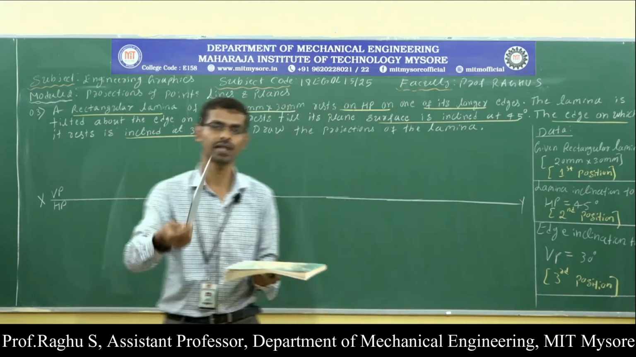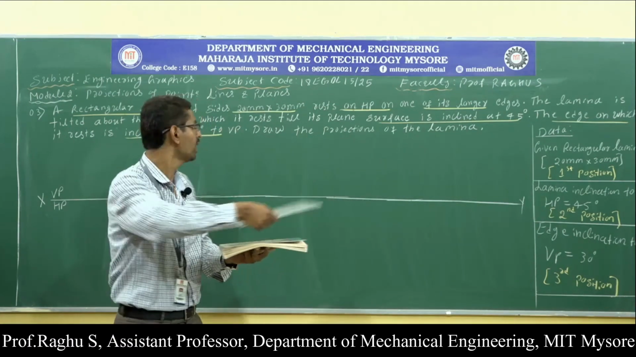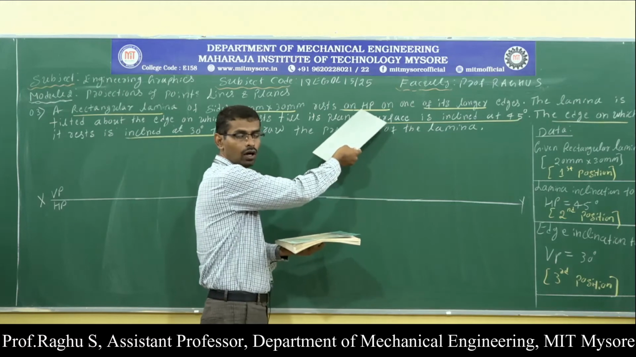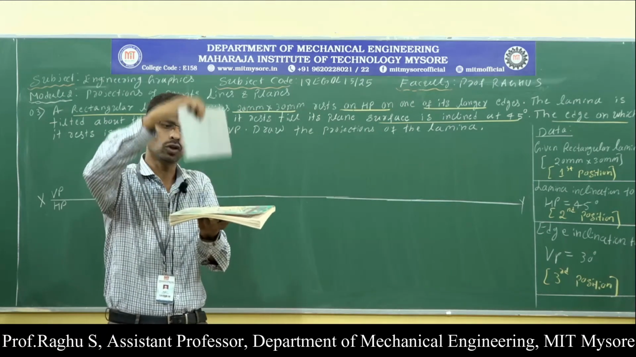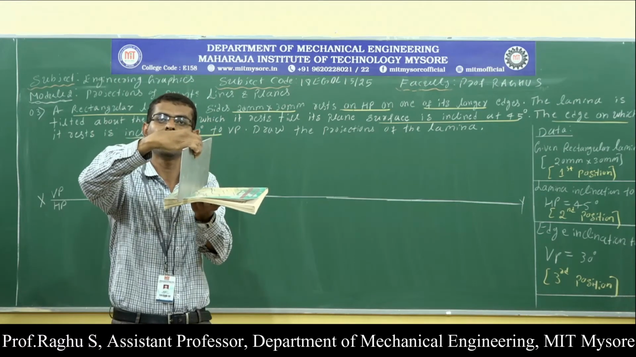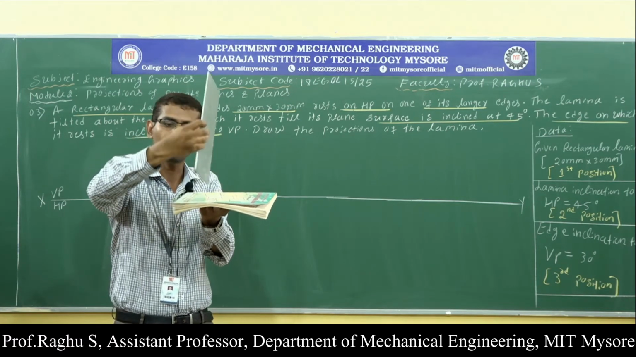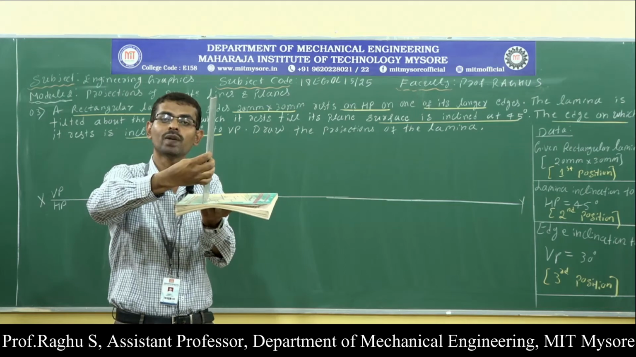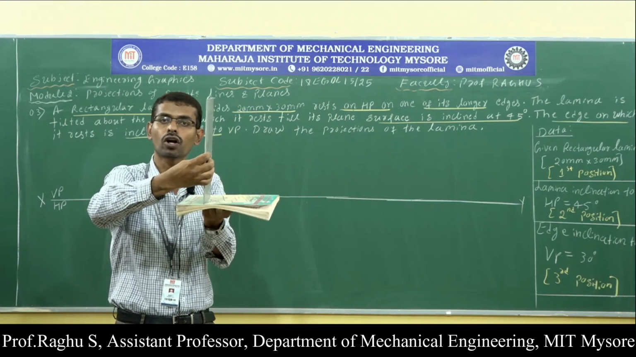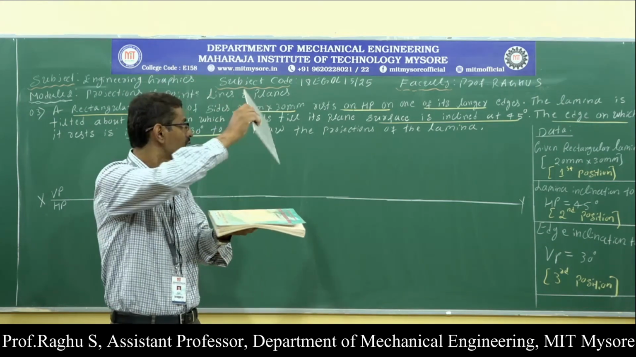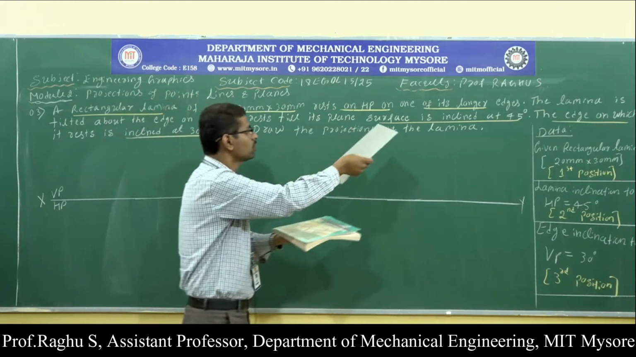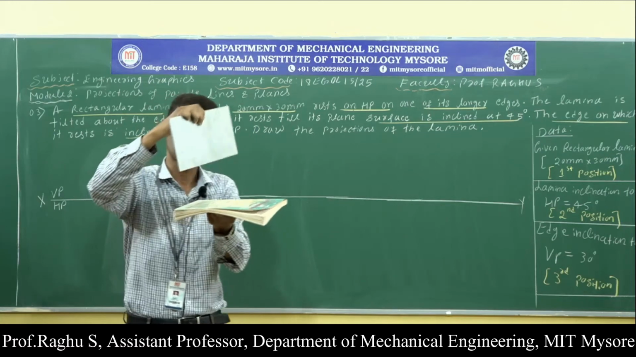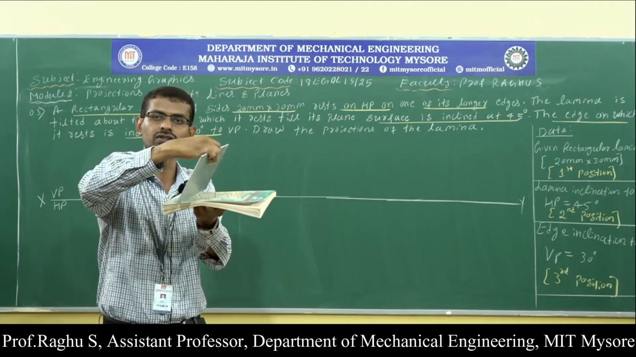Next, check whether the lamina is resting on HP or VP. The lamina is resting on HP. On which edge? So this is the horizontal plane. The lamina is resting on HP on one of its longer edges, right? Suppose if you place the lamina like this, the lamina is resting on HP on one of its shorter edges. So this is wrong. As per the given data, the lamina is resting on HP on one of its longer edges. Therefore, you are supposed to place the lamina like this.